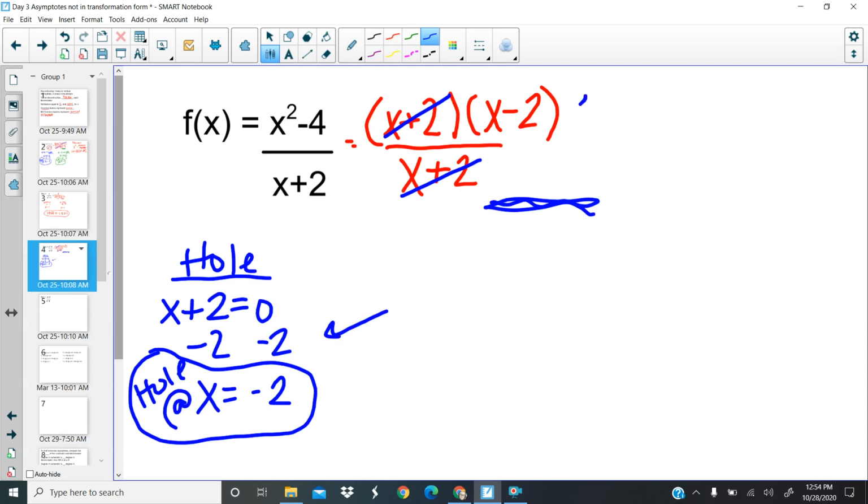We don't have to worry about the x minus 2 in the numerator because you only worry about the factors that are in the denominator whenever you're finding the holes and vertical asymptotes. So for this one, you just have a hole at x equals negative 2.